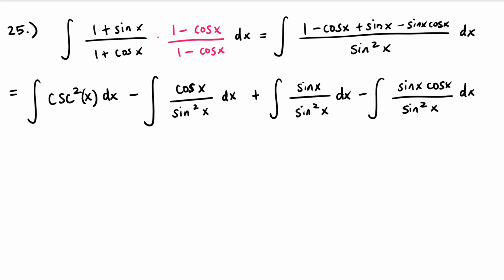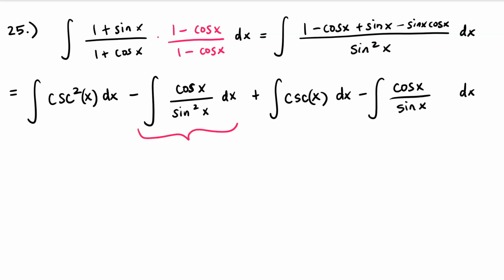And our third integral, notice that there is a sine in both the numerator and the denominator, and so those will divide out. I'll have 1 over sine, which is equivalent to cosecant x. And in our last integral, we also have both a sine in the numerator and in the denominator. So those will divide out and leave us with cosine of x over sine of x.